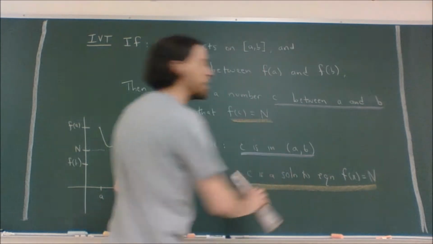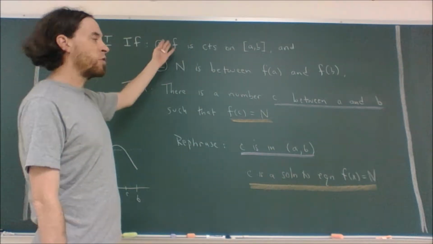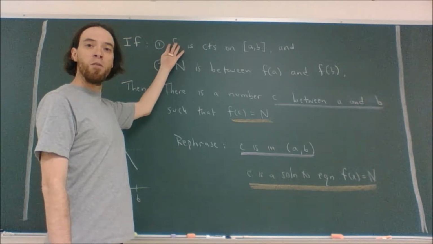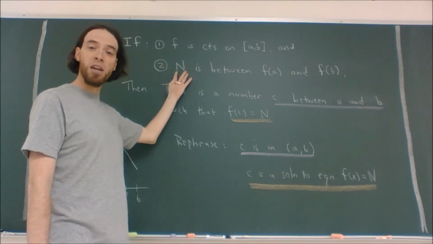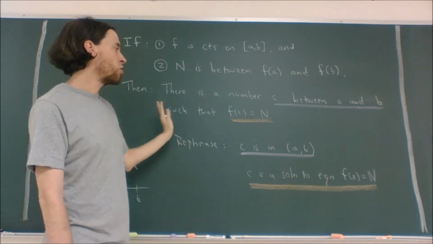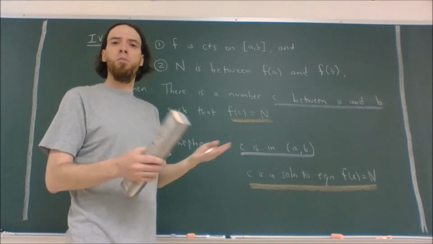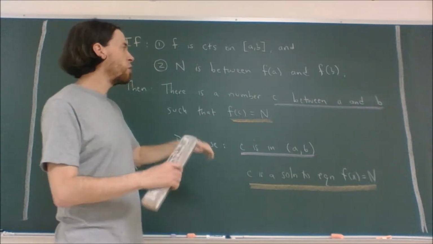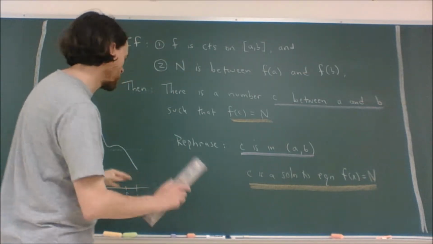Okay, so what are the steps to using this thing? Well, the big picture is you first of all have to verify that this first condition holds, and then you have to verify that this second condition holds, and then the intermediate value theorem will kick in and assure you that you get this conclusion. But there's sort of a lot of steps to go through to verify that these two conditions hold, so I want to really break them down for you. So here we go.